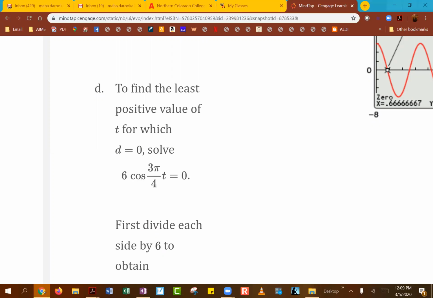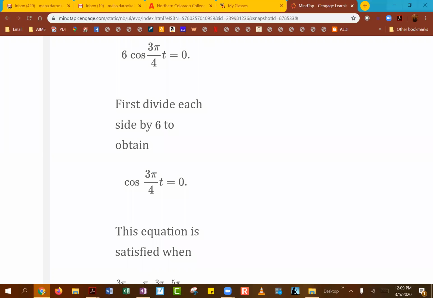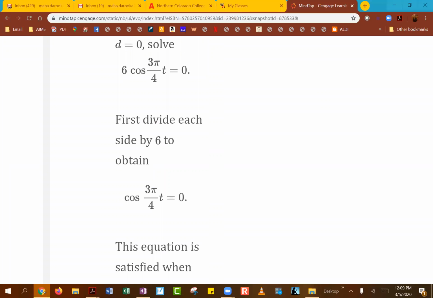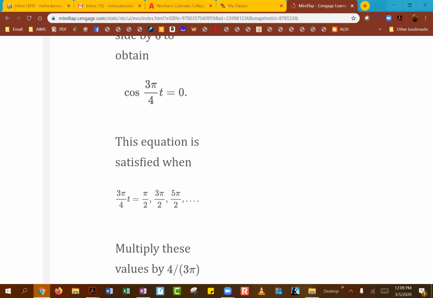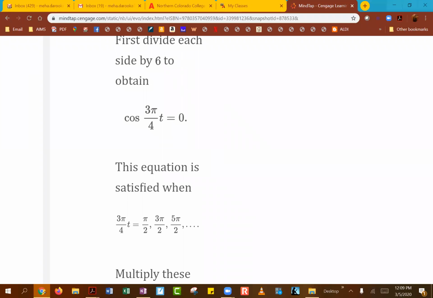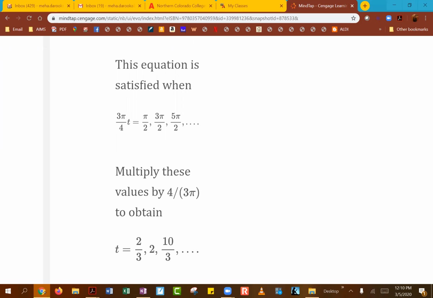So you're starting out with 6 cosine 3 pi over 4t equals 0. Of course, you're trying to isolate that t variable. The first thing we do is divide both sides by 6. 0 divided by 6 is 0. And then for the equation cosine 3 pi over 4 times t equals 0, 3 pi over 4t is going to be satisfied when it is equal to pi halves, 3 pi halves, 5 pi halves. So where are they getting that from?